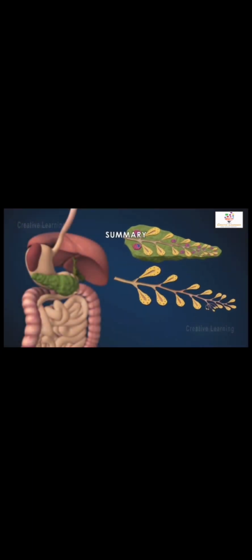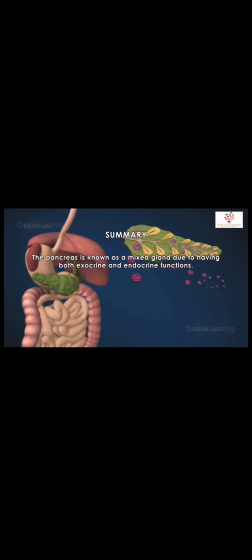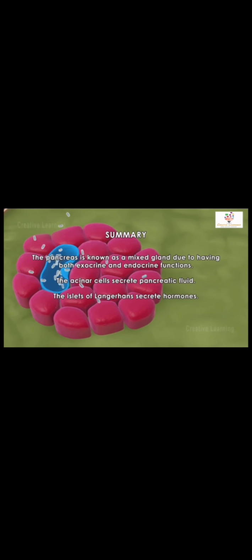For the summary, the pancreas is known as a mixed gland due to having both exocrine and endocrine functions. The acinar cell secretes pancreatic fluid, the islet of Langerhans secretes hormones, the alpha cell secretes glucagon, and the beta cell secretes insulin.